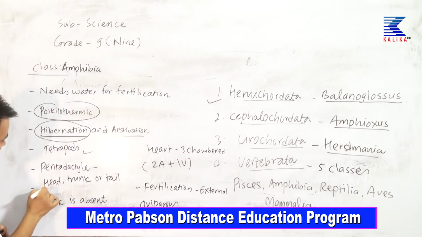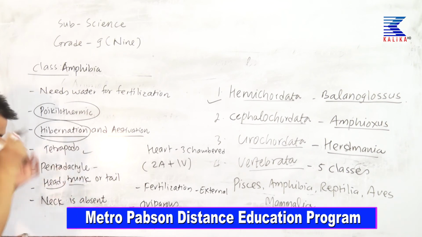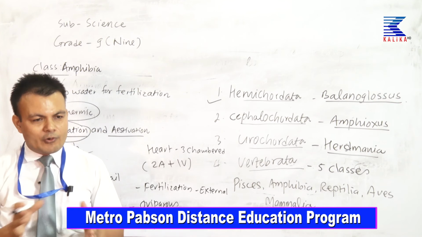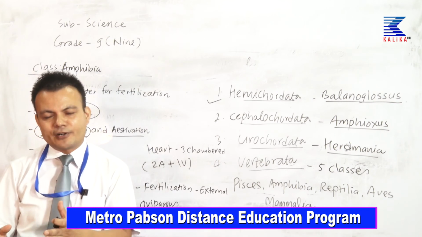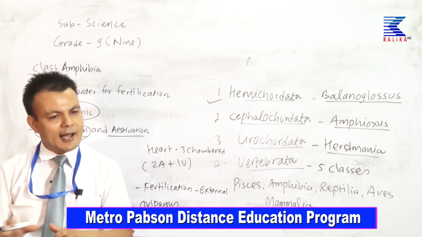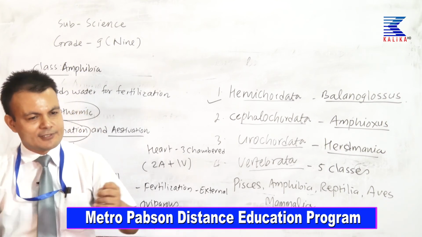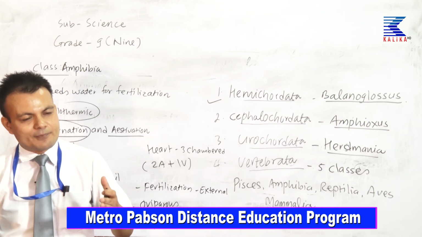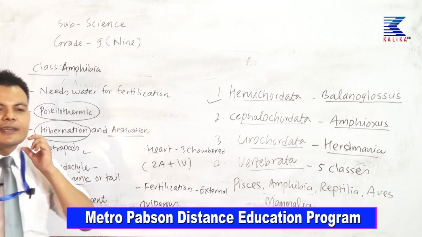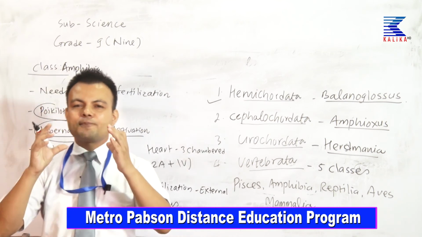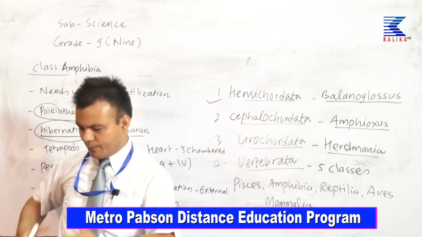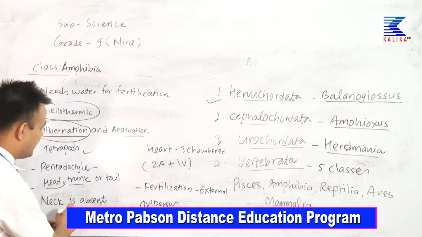And the body is divisible into head, trunk, and tail, or no tail. The tail is sometimes absent. For example, in the frog, the tail is absent, but in the tadpole, the tail is present. In the salamander, the tail is present. That's why it says 'or'. But the neck is absent. The head is directly connected to the trunk, the body. That's the reason the neck is absent.